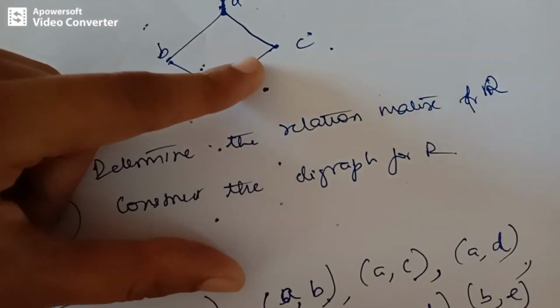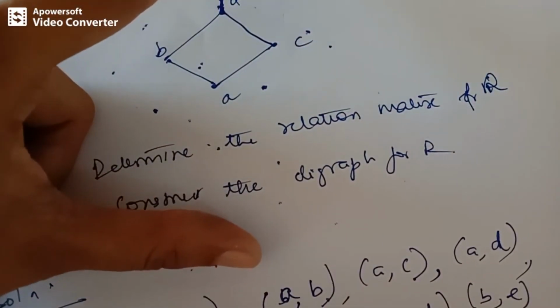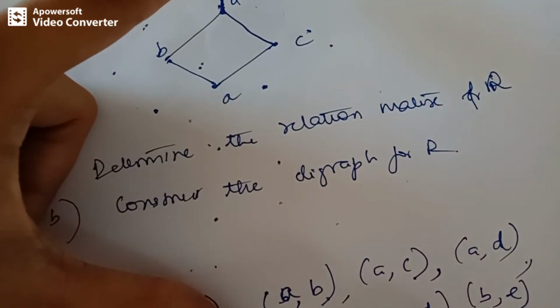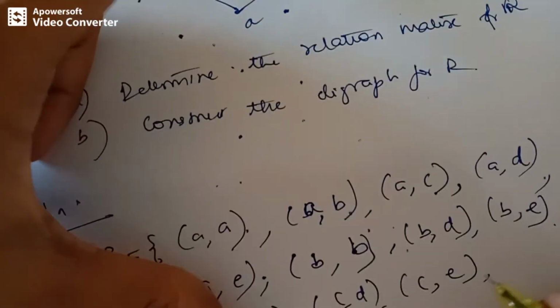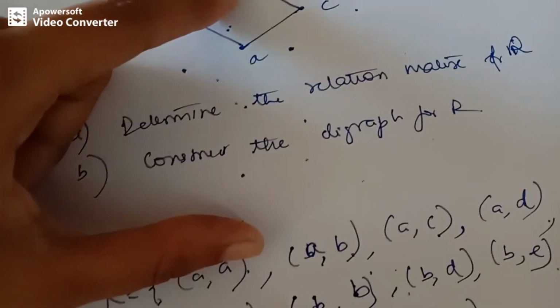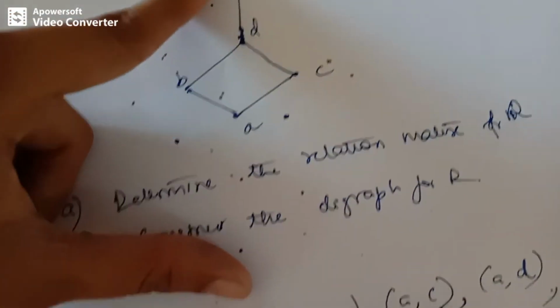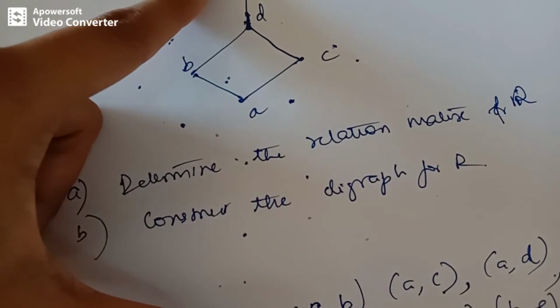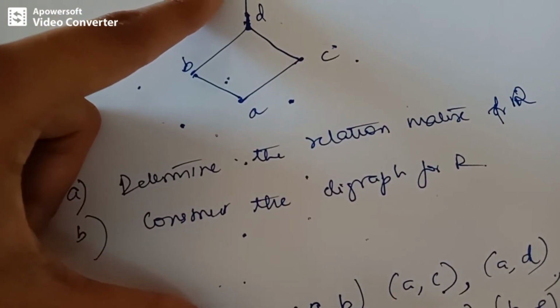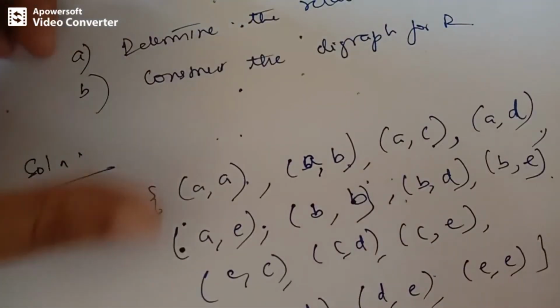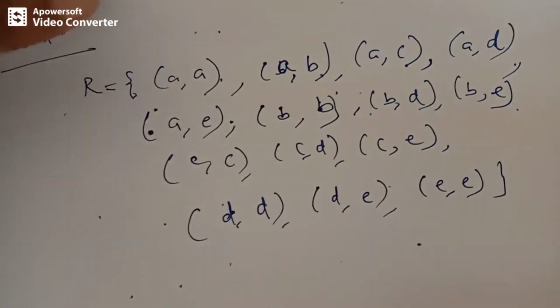Next, if we start with C, this is the relation. So C is related to C, C is related to D, and C is related to E. Okay, then if we go with D, this is only the relation. D is related to D and D is related to E, and finally E is related to E. So these are the pairs in the relation.